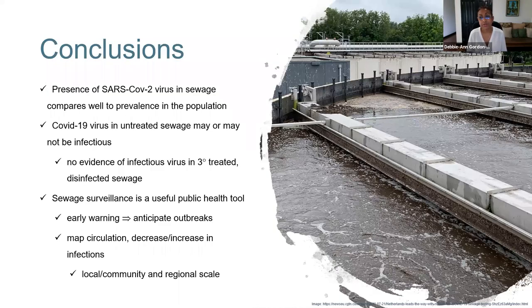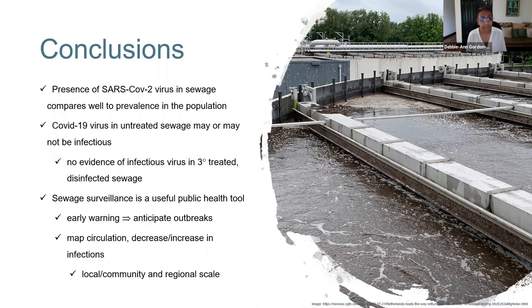All right, so in conclusion, what scientists have found so far is that the presence of SARS-CoV-2 virus in sewage compares well to the prevalence of the disease in the population. The virus found in untreated sewage may or may not be infectious. And in fact, treatment has been shown to be very effective. Maybe not 100% effective, but certainly there is a significant decrease in viral loads after different stages of treatment.